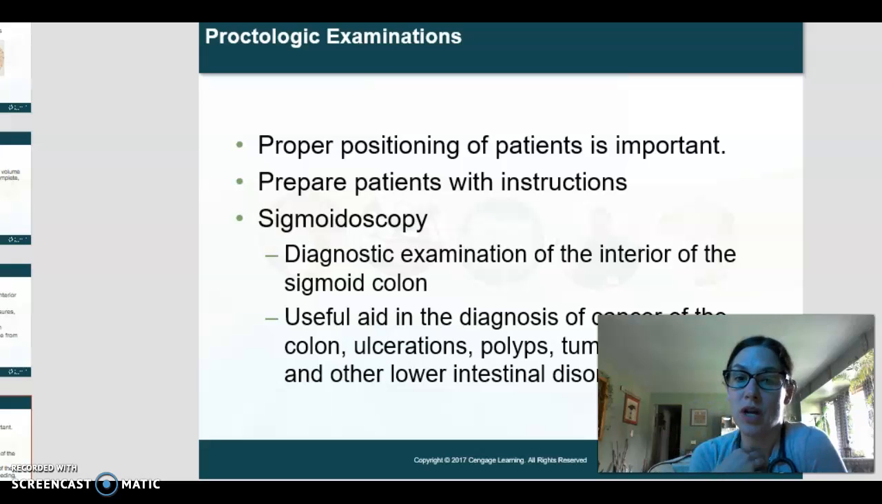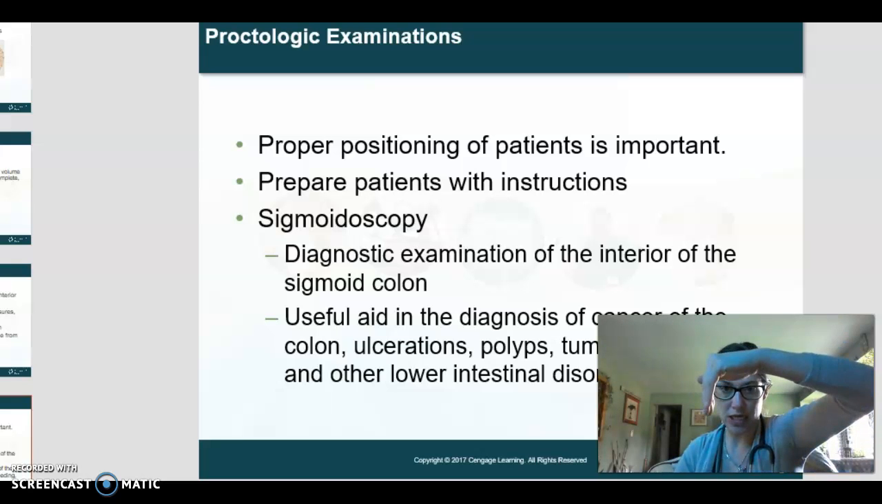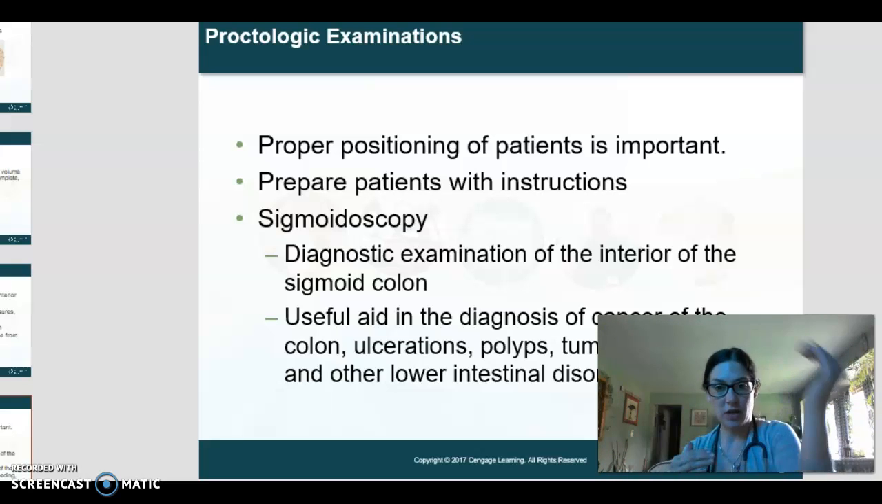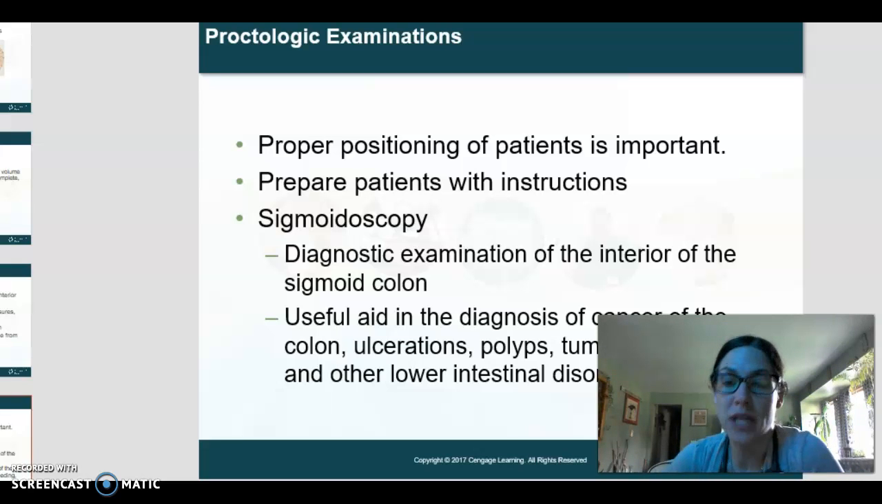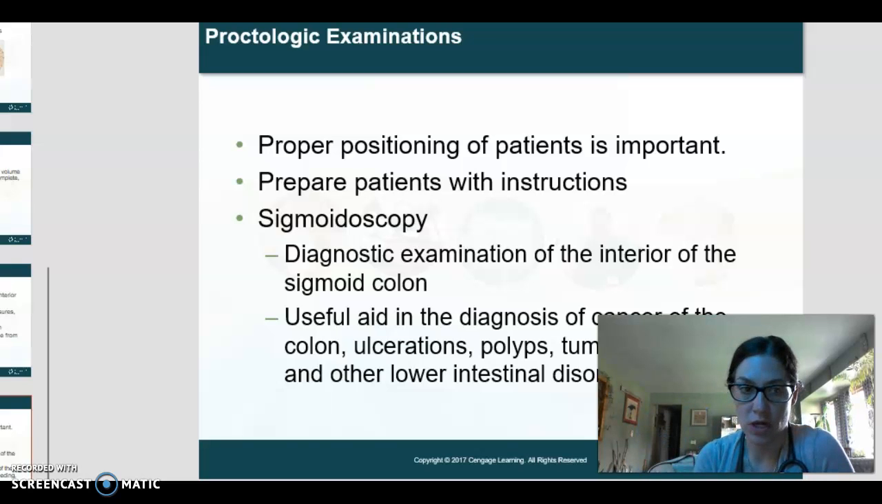These are the sigmoidoscopies or diagnostic examinations, and those actually use a scope, and they go up to the interior of the sigmoid colon. Now remember, your colon has an ascending, transverse, and descending colon. So depending on where it's going, this can show if there's any precancerous lesions, polyps, those kind of things. And it's very useful in aiding the diagnosis of cancer of the colon. Like I just said, ulcerations, polyps, tumors, bleeding, and any of those other lower intestinal disorders.